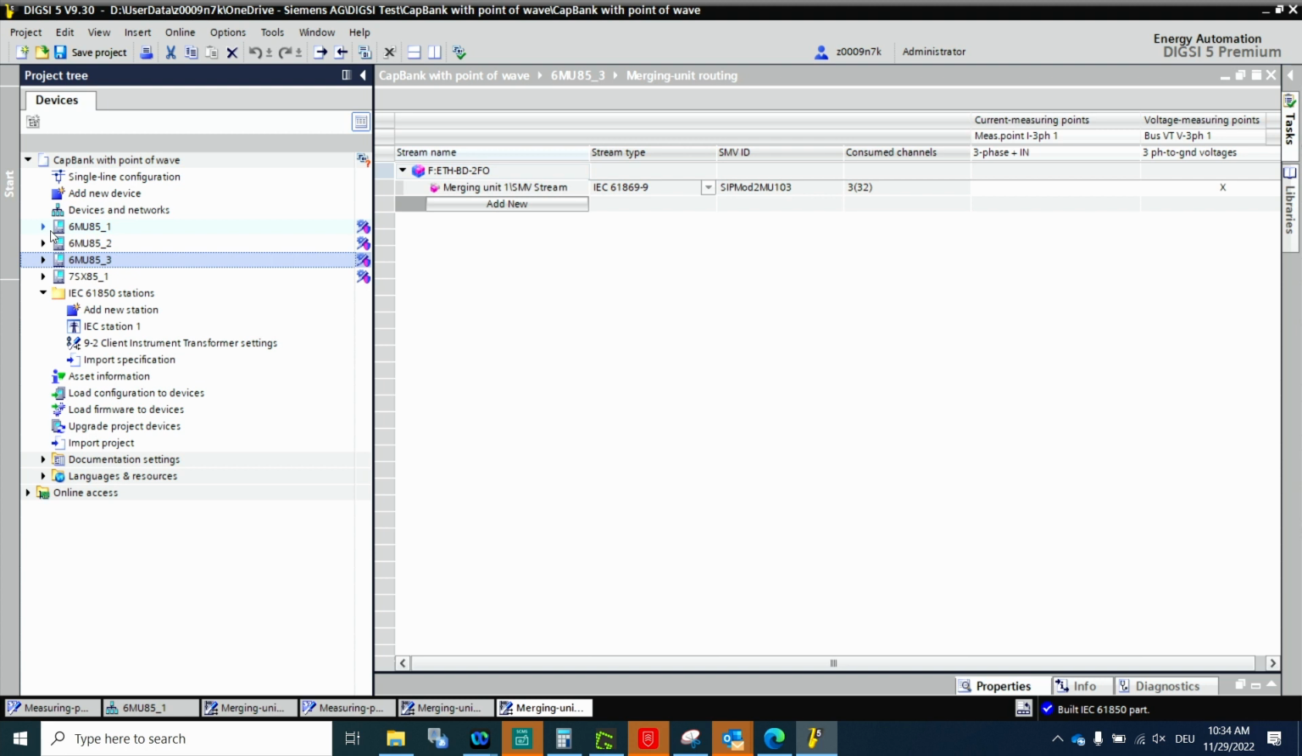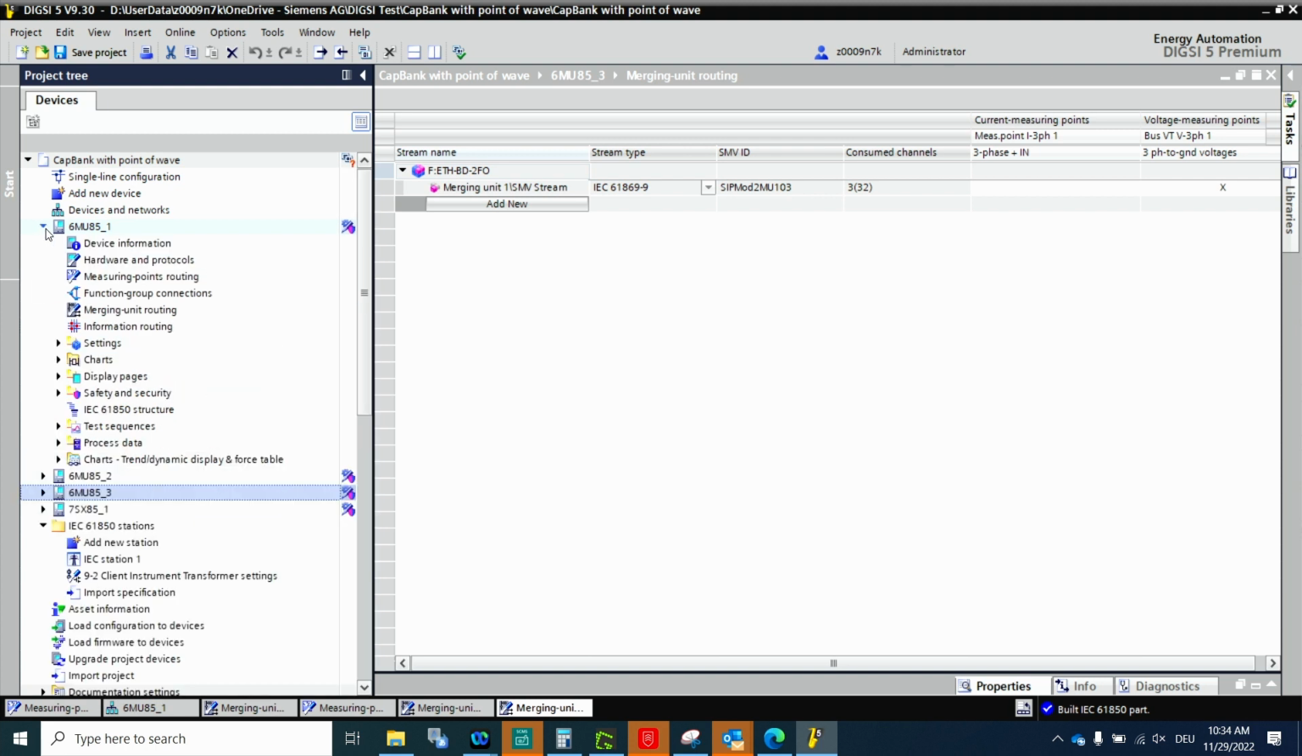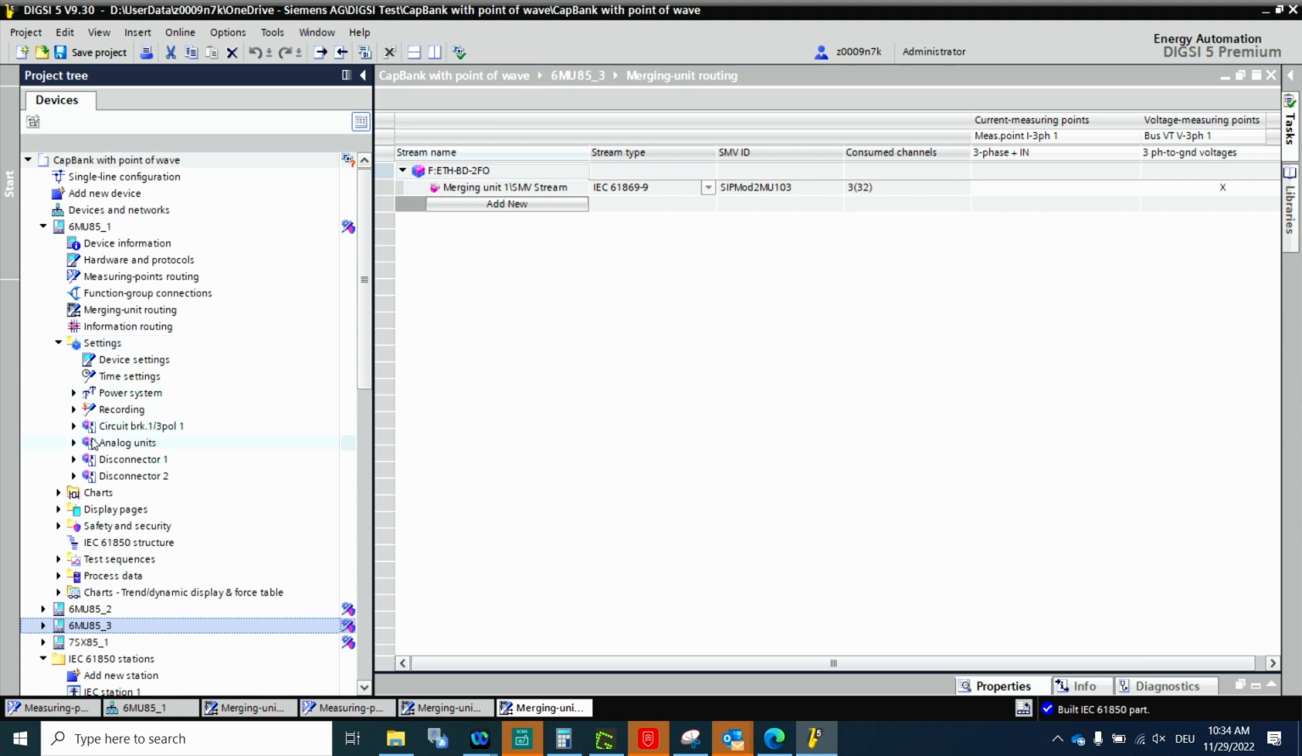In the 6MU85_1, the point-on-wave functionality is enabled under settings, in the function group 1 3-pole circuit breaker, and then function block point-on-wave switch, once the function has been moved from the libraries. Remember that the point-on-wave switching is only available for circuit breakers with single-pole tripping and single-pole closing, and it improves the life cycle of the capacitor banks.